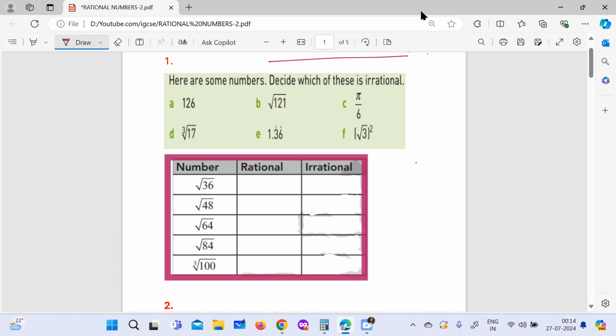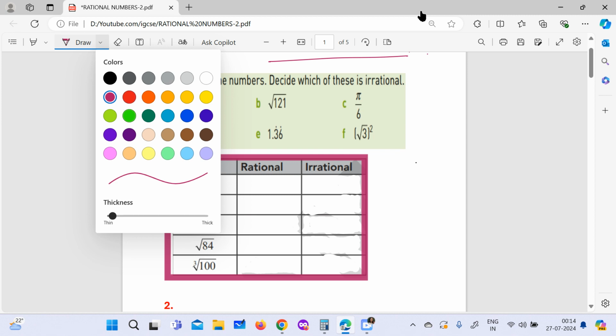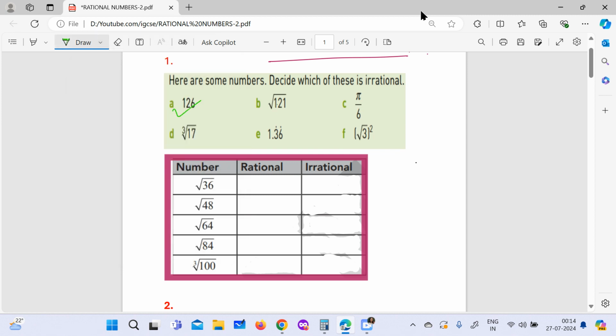Here are some numbers. Decide which of these is irrational. So here we need to identify which are irrational numbers. As you know, all the whole numbers are rational numbers, right? So 126 is a rational number. Then square root of 121 can be written as the whole number 11, so this is also a rational number.